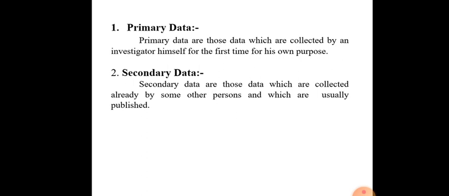Next, the second one is secondary data. What do you mean by secondary data? Secondary data are those data which were already collected by some other person and which are usually published. So secondary data is the data collected by someone else earlier.